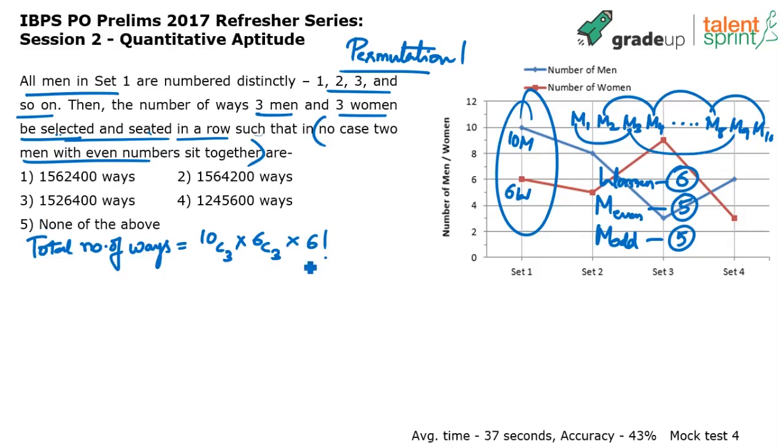Now from this total number of ways, you have to subtract those cases where 2 men with even numbers are sitting together. You have to subtract all those cases where 2 men with even numbers are sitting together. Okay, so let's look at that. Now understand, how many men are to be selected? 3 men are to be selected. We are selecting 3 men.